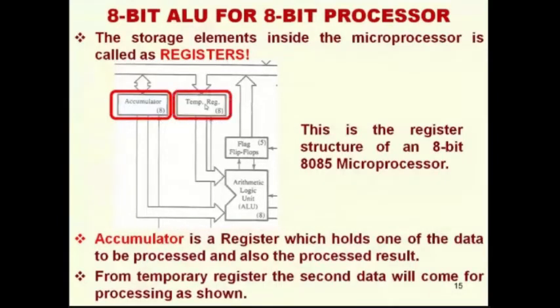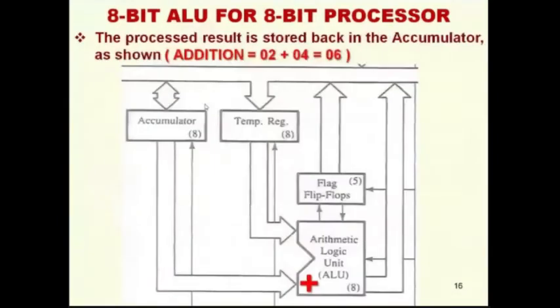Now let us do the same example, how the 8-bit ALU is performing addition. An 8-bit ALU for an 8-bit processor. The processed result is stored back in the accumulator as shown. So when you perform addition, 2 plus 4 equals 6. Let us see how the ALU is performing addition from this diagram.